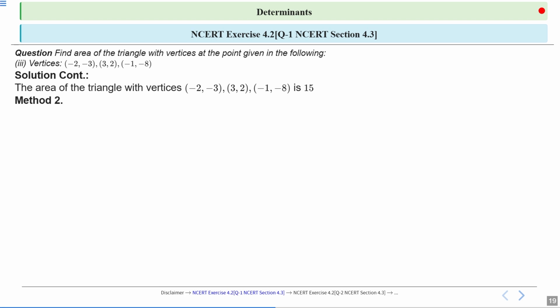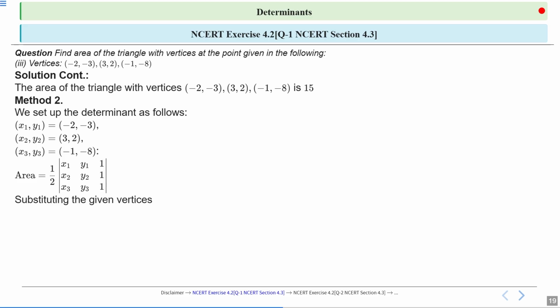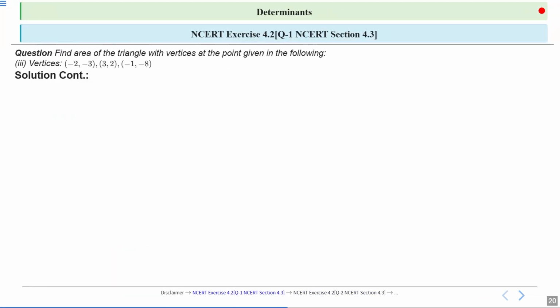Now we apply method 2 of determinant to calculate the area of the triangle. So to set up the determinant, x1, y1 is minus 2, minus 3, x2, y2 is 3, 2, x3, y3 is minus 1, minus 8, and area is equal to 1 by 2 determinant of x1, y1, 1, x2, y2, 1, x3, y3, 1. So substitute the given vertices. We get area is equal to 1 by 2, in place of x1, that is minus 2, then minus 3, 1, 3, 2, 1, minus 1, minus 8, 1. So just calculate the determinant to calculate area.